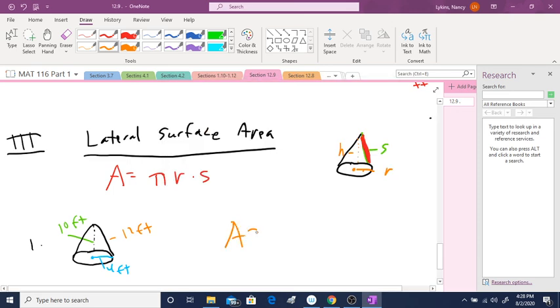So my area in this case is going to be 3.14 times my radius now. So see, in this example, I'll give you the height of 10. You do not use that 10. The radius is 4, and then you multiply by 12. And you should get 150.72. And since it's area, it's in feet, it's feet squared.